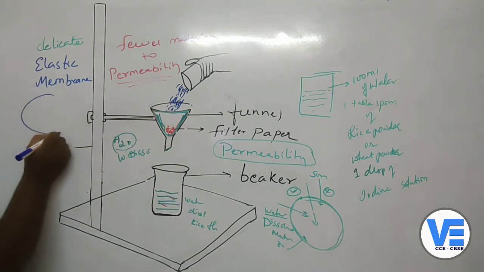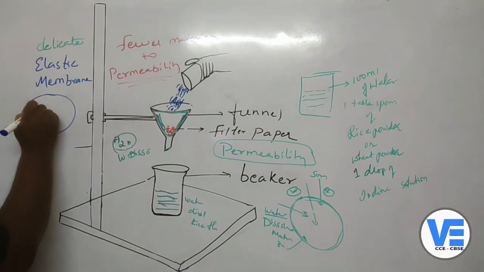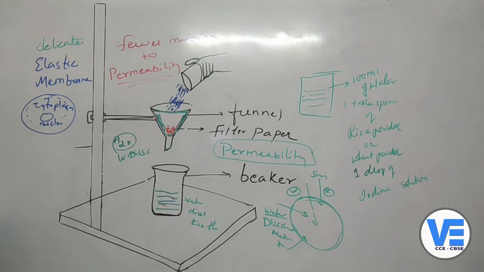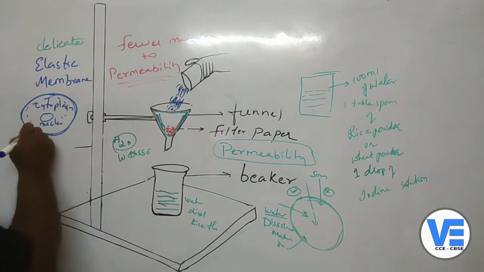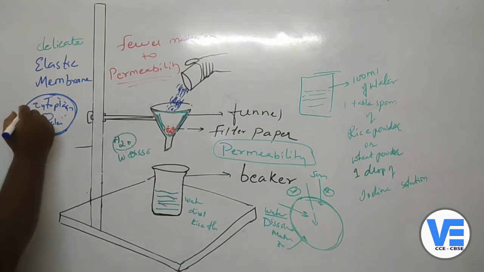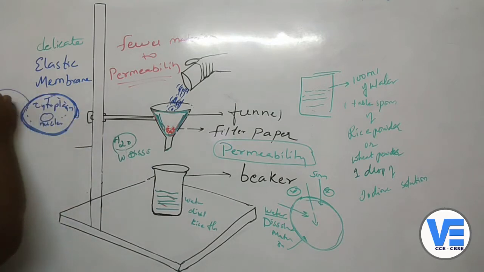Now if this is the cell, this is the inner part of the cell, and in the cell you can find the cytoplasm, the nucleus and all the other organelles. These organelles are not able to come out because they are covered by a membrane called the plasma membrane. So this plasma membrane acts as a protective sheet around the cell. That is the first point.